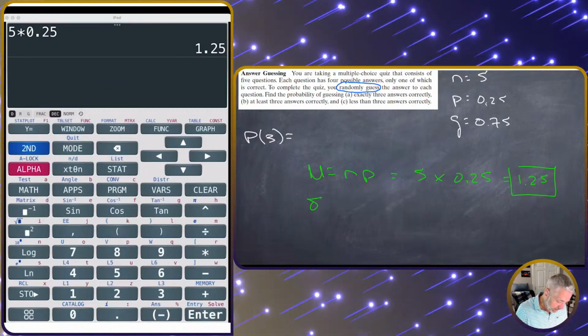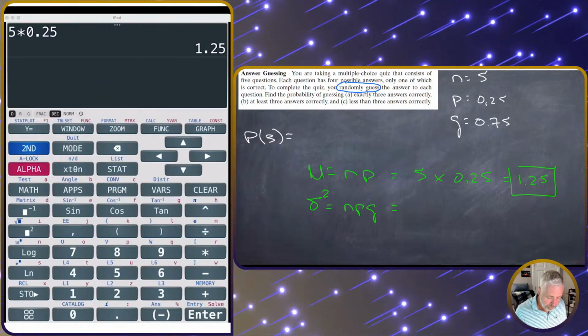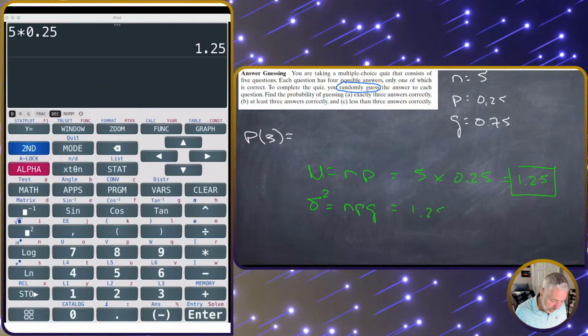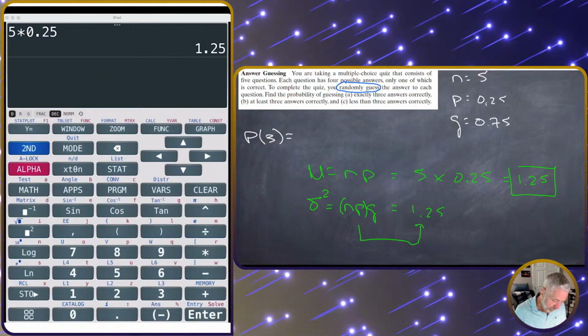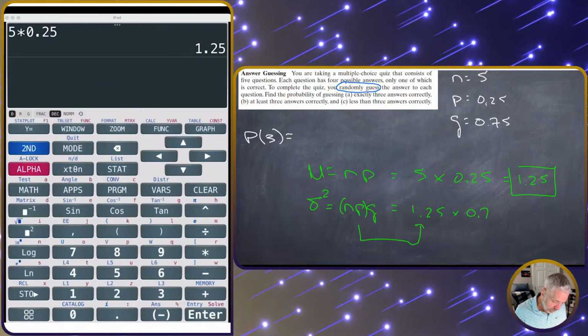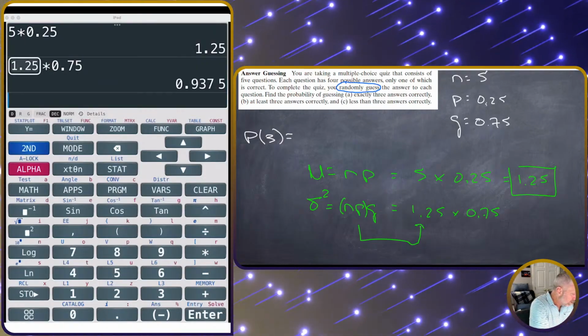And then if you wanted to find the variance, which you're going to be tasked to do, you go NPQ. So you take what you got for NP which was 1.25, and you then multiply that by 0.75. There it is.